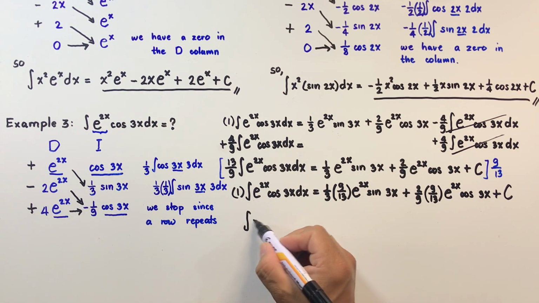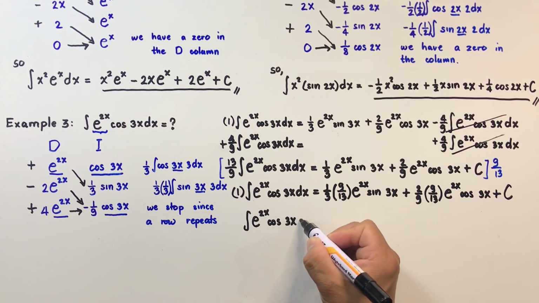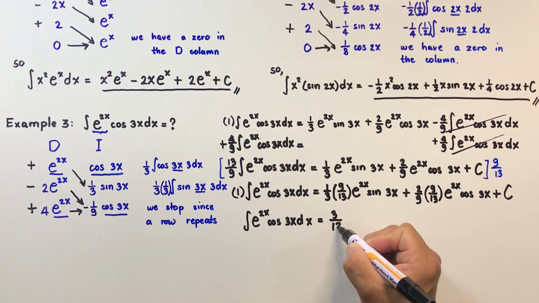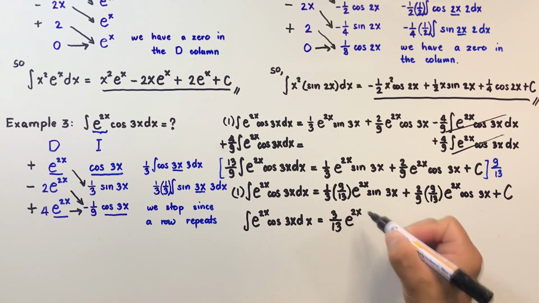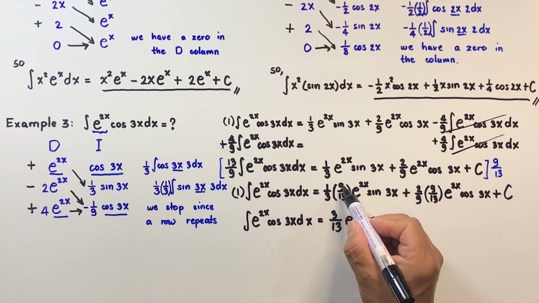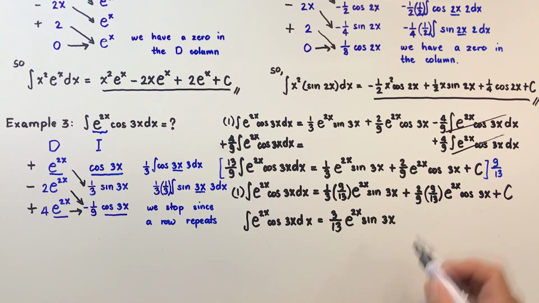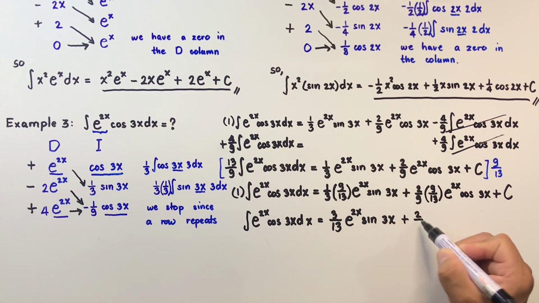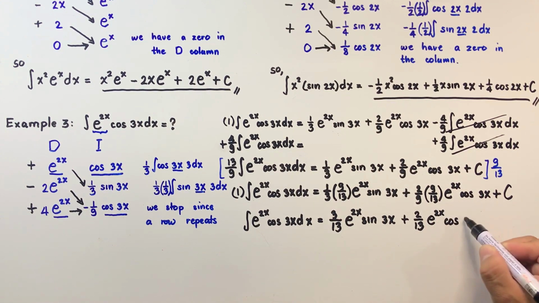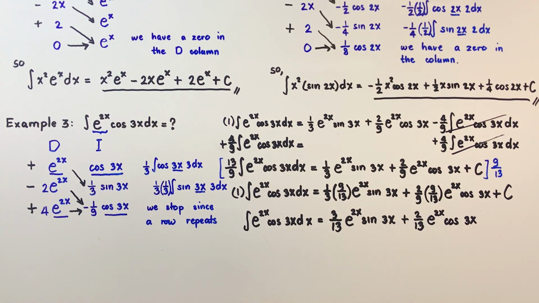So our final answer, the integral of e to the 2x cosine 3x dx is equal to 3 over 13 times e to the 2x sine 3x, because one of the 3 in this 9 with the 3 in the denominator here will be cancelled to each other. And then we have 2 over 13 times e to the 2x cosine 3x, because the 9 here and the 9 in the denominator will be cancelled to each other.